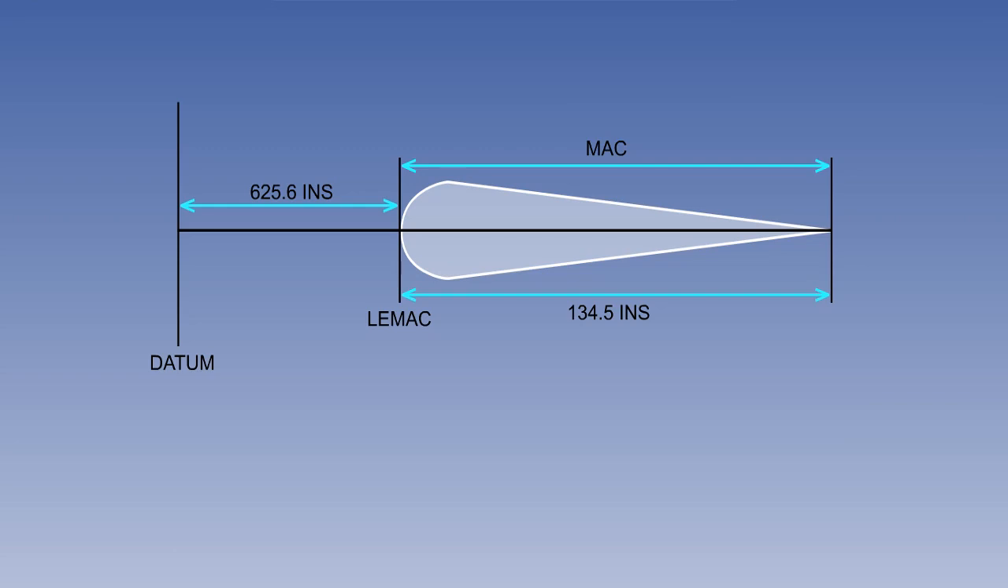Part of the data in CAP 696 for the medium-range jet transport includes the length of the mean aerodynamic chord, 134.5 inches, and the distance of the mean aerodynamic chord leading edge aft of the datum, 625.6 inches. Let us remind ourselves of a previous lesson on mean aerodynamic chord by working an example using this data. In the example, we are asked to locate the position of the centre of gravity in inches from the datum, given that the centre of gravity is at 10% of the mean aerodynamic chord.